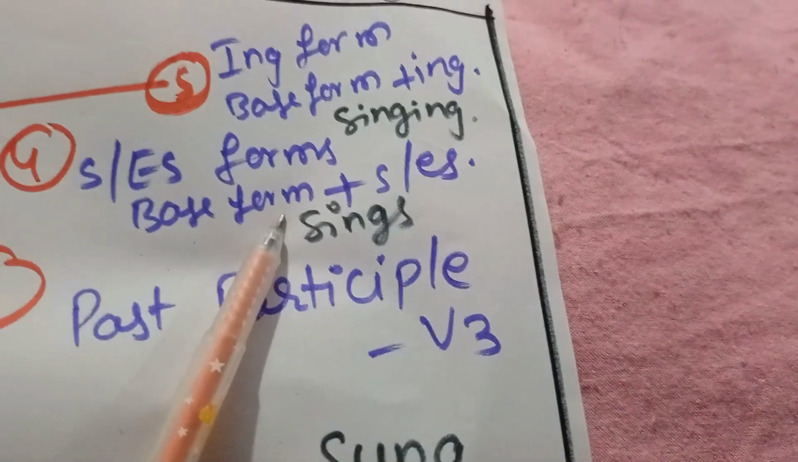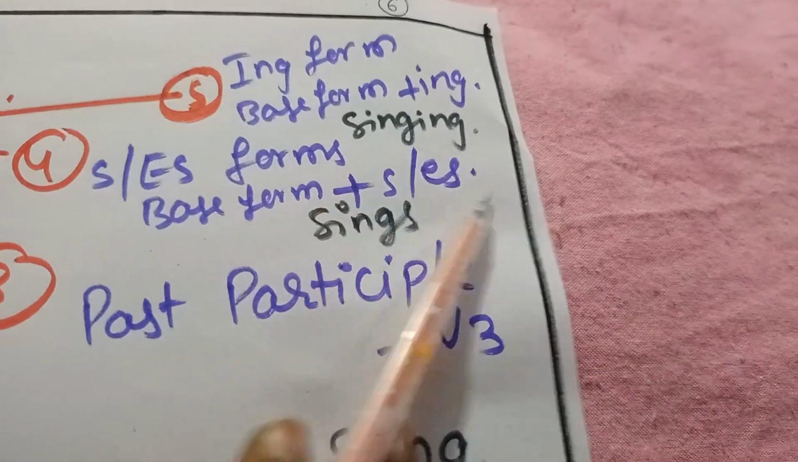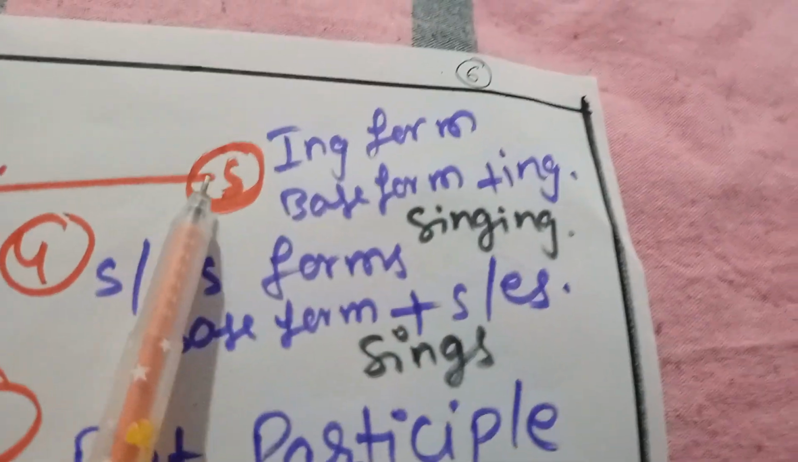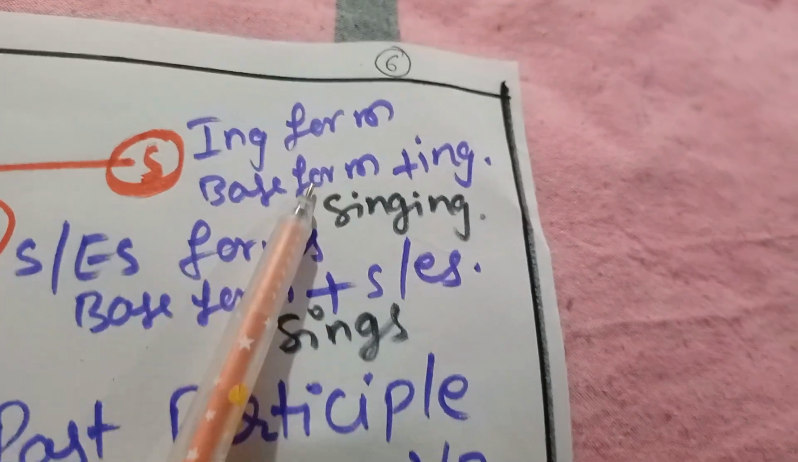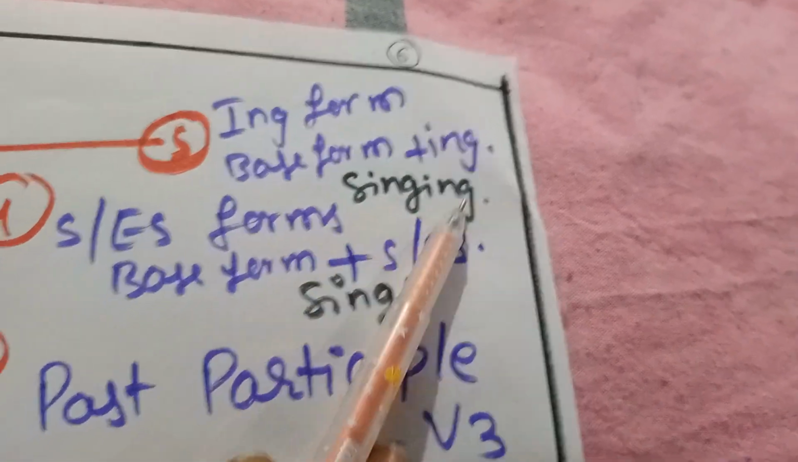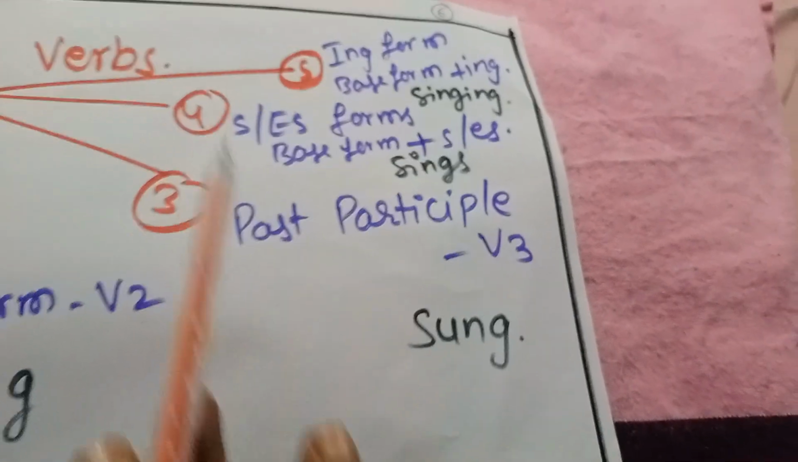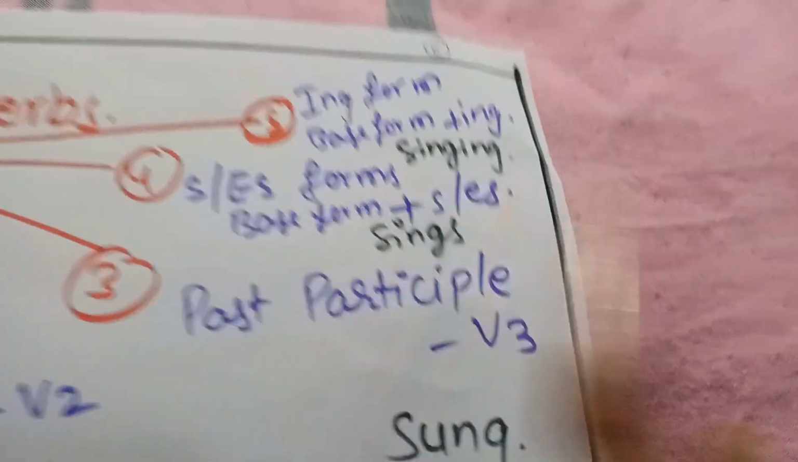Next, fourth one, base form plus s or es. This form is sings. Fifth one, the ing form, base form plus ing, singing. Sing, sang, sung. Sings here, singing.